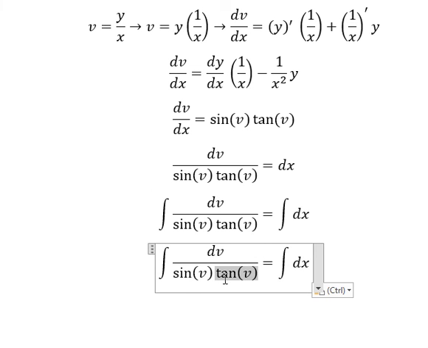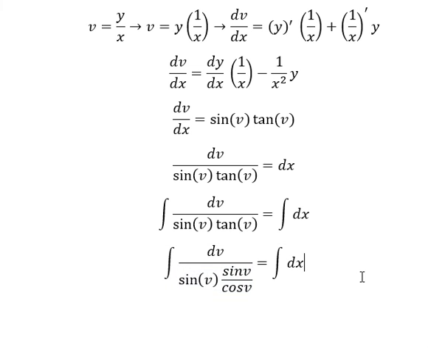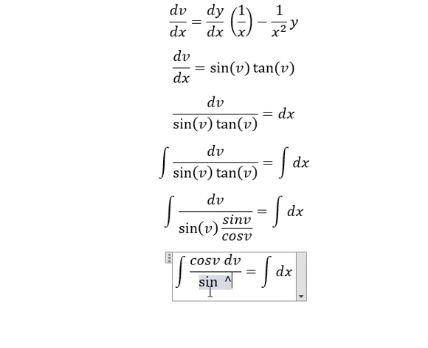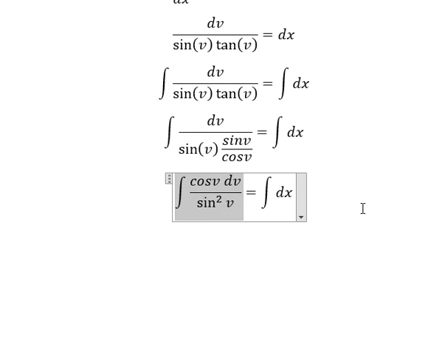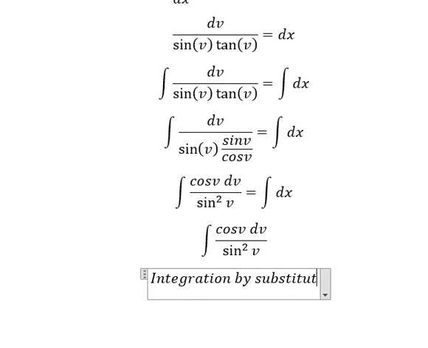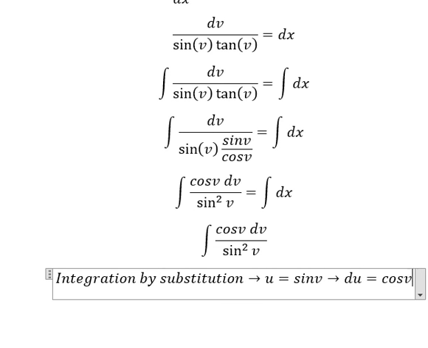We know that tan v is sine v over cosine v. So cosine v will go to the numerator, and this one you get sine v squared. Now I will concentrate on this one. We need to use integration by substitution. So I will put u equals sine v, du, you get cosine v dv.